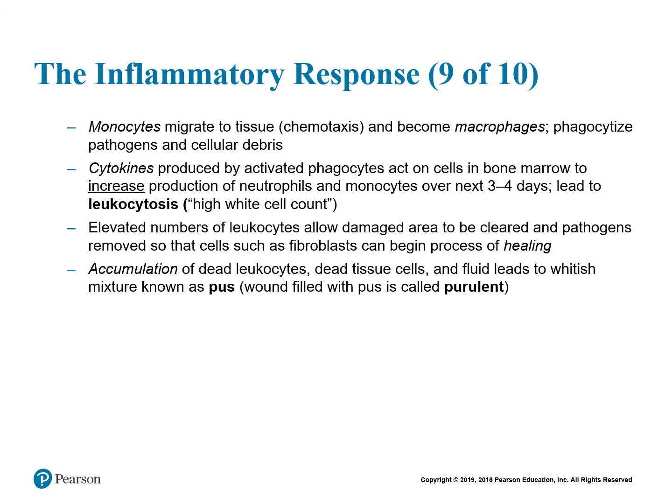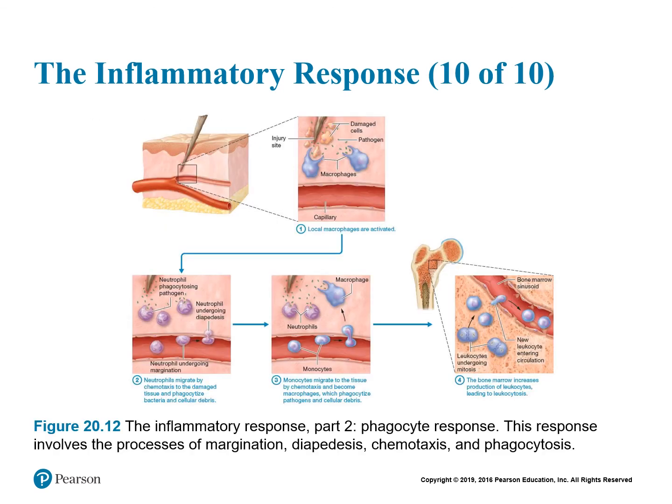Whenever you have a lot of dead leukocytes, dead tissue cells and fluids, they make up pus, and that pus, of course, is white and it oozes, or sometimes it can become hardened in the form of a cyst. So again, after those macrophages come around, they're going to destroy any pathogens. Neutrophils are going to start becoming active. They're going to squeeze through those gaps in between the blood vessels. And then, of course, you have the bone marrow increasing some of those cells so that they can go back and help contain that infection.